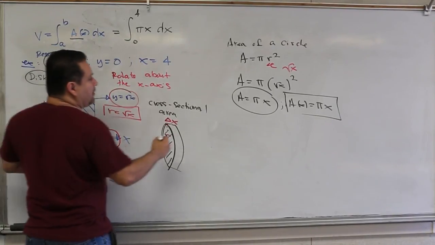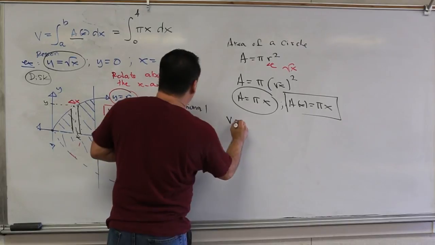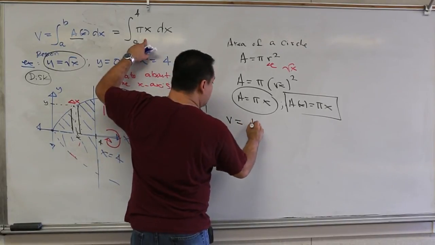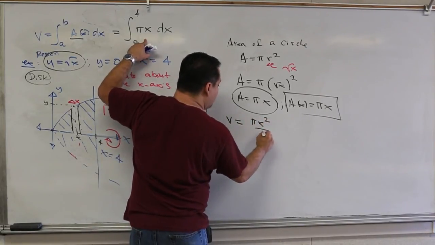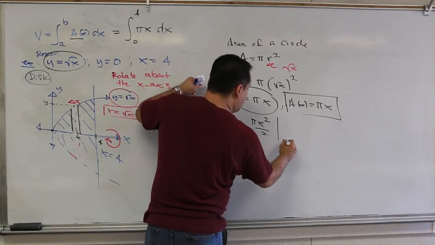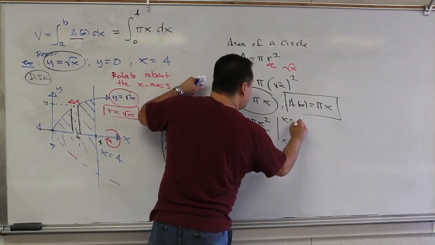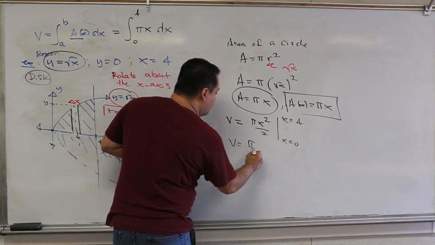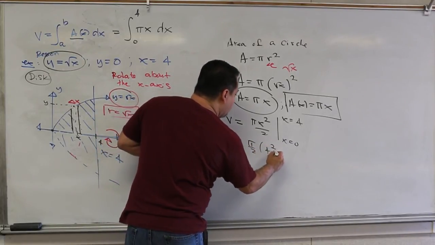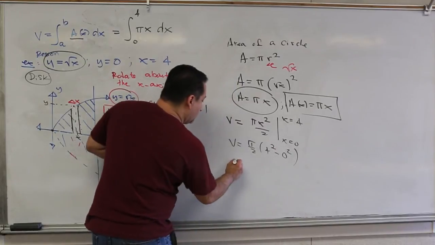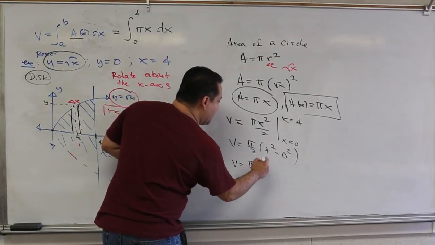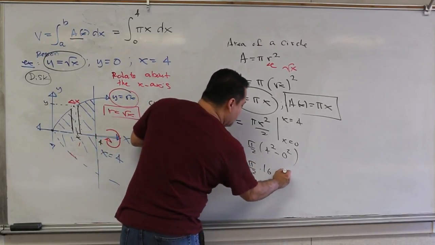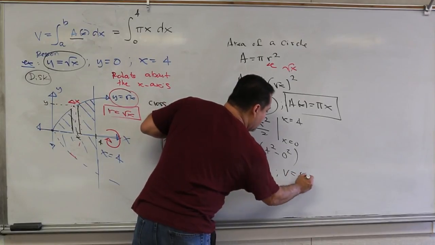So now, what you guys would do is what? Integrate here. So our volume will be, what is this? Pi x squared over 2, evaluated from what? X is 0 and x is 4. Is that right? So I get pi over 2, 4 squared minus 0 squared, and pi over 2, isn't that 16? Or what's my volume going to be? 8 pi?